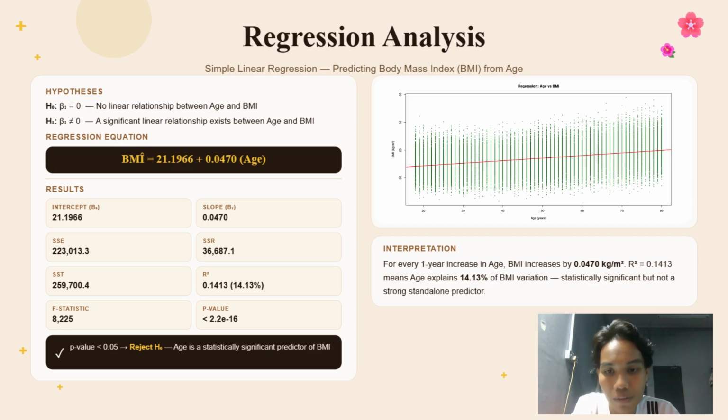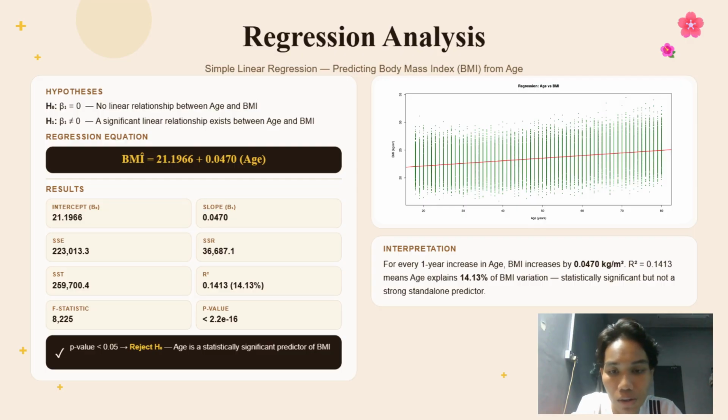The F statistic is 8,225 with a p-value of less than 2.2 times 10 to the negative 16, which is well below 0.05. Therefore, we reject the null hypothesis. There is sufficient evidence that age has a statistically significant linear relationship with BMI.